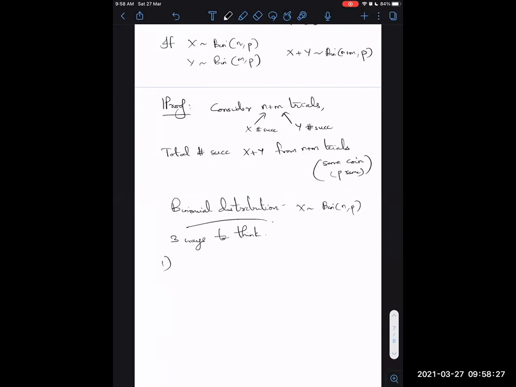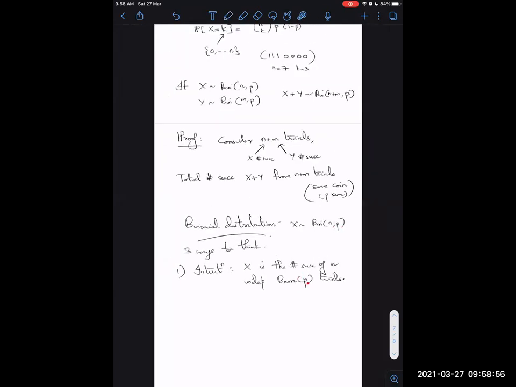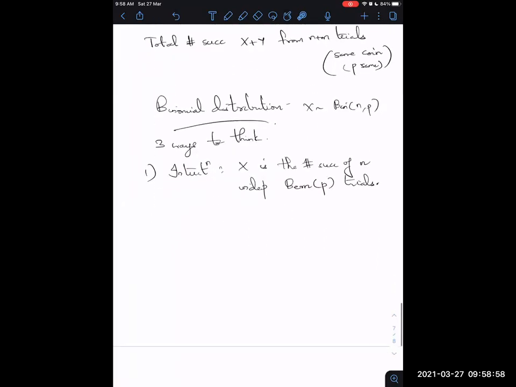So the first one is the one that we just saw, the intuitive way of looking at it, which is just X is the number of successes of n independent Bernoulli P trials. The P is important because the P is the same here and here.